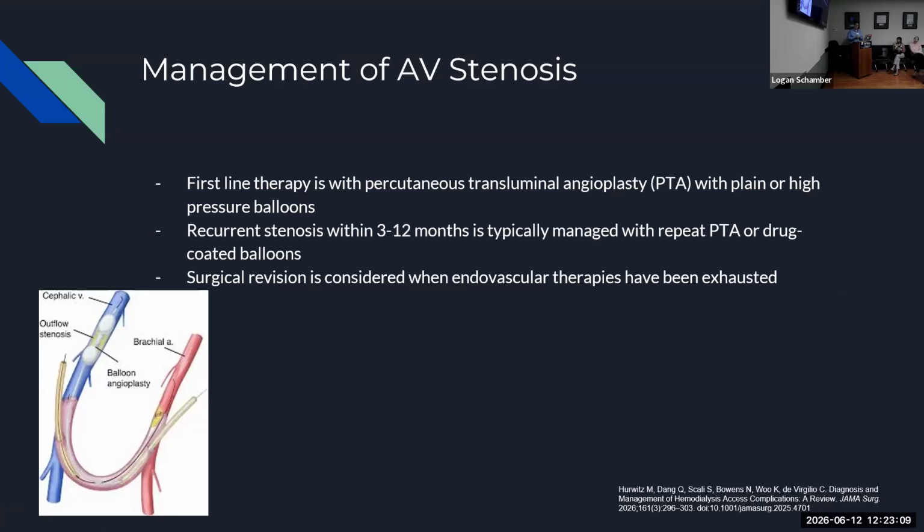So first-line therapy, as we're all familiar, would be percutaneous transluminal angioplasty with balloons, but there's also more data coming out about using drug-coated balloons. But current vascular surgery guidelines say that first line is just doing transluminal angioplasty with the balloons. If they have recurrent stenosis within 3 to 12 months, then the decision becomes, do we do a repeat angioplasty with the balloon or use drug-coated balloons? And then open surgical revision is only considered once these endovascular therapies have been exhausted. And I hope that you guys can see this in the back, but this is just an example of what balloon angioplasty may look like for management of AV stenosis.